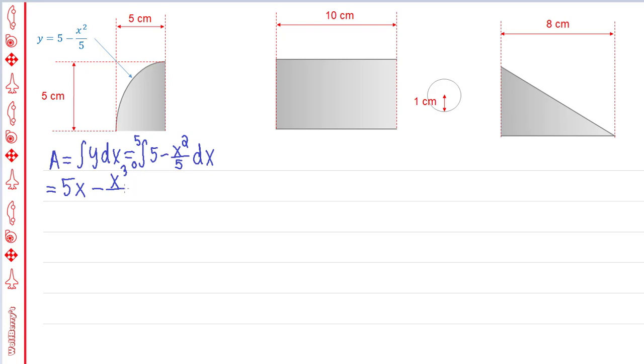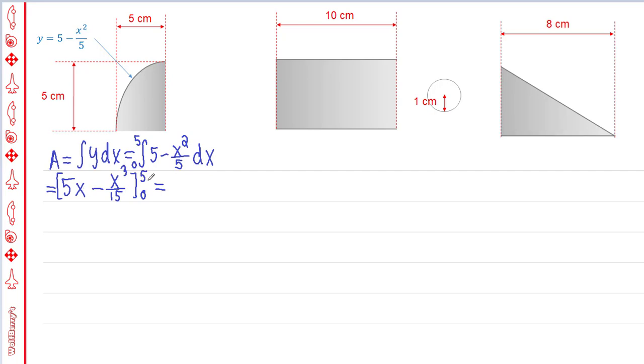Now you already have a 5 there, so it's going to be 15. 3 times 5 is 15. Between the limits of 5 and 0. So you substitute the top limit minus substitute the lower limit. But this lower limit is going to give us 0. We can see, put 0 there. So we need not bother to substitute the lower limit, only the top limit.